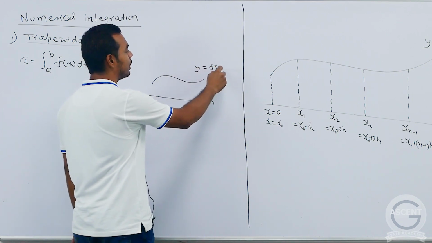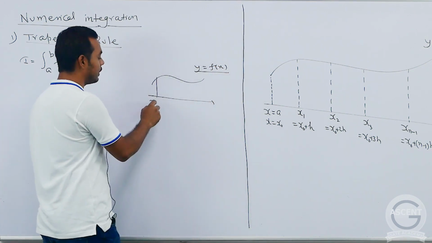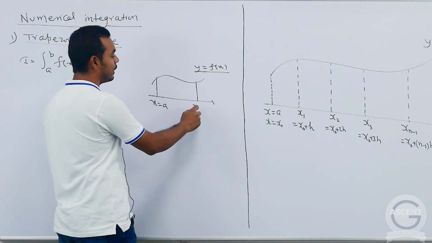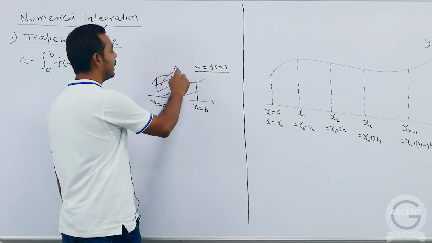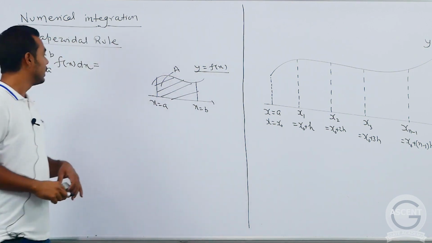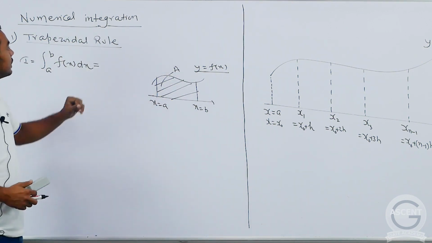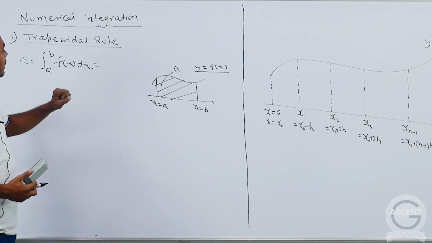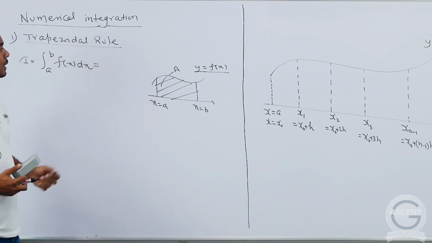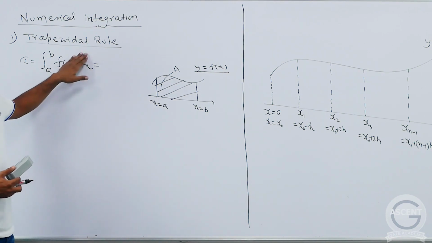Suppose we have the curve y equals f of x and these are the two lines x equals a and x equals b, then the area under this curve is the value of the definite integral, integration a to b of f(x) dx. Now there are a number of ways of evaluating this definite integral using numerical integration techniques. The first one is the trapezoidal rule.